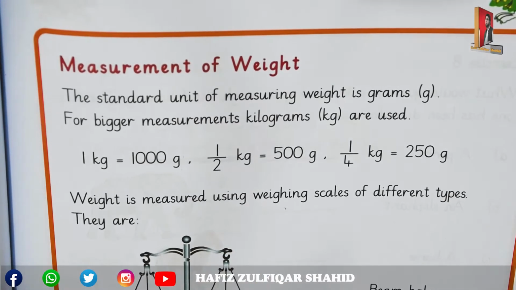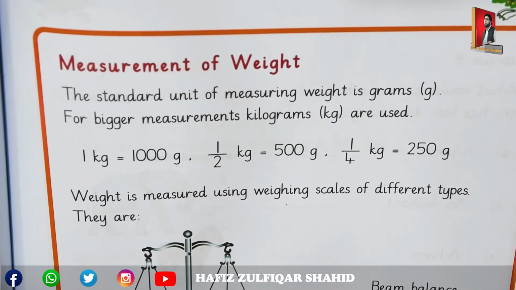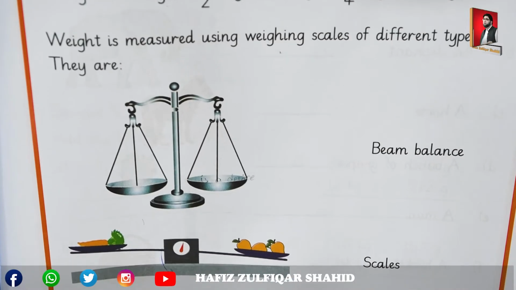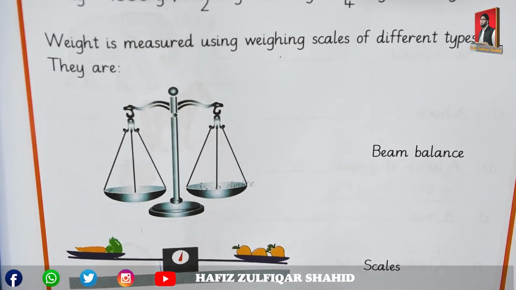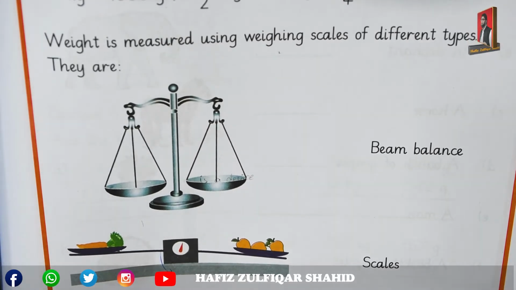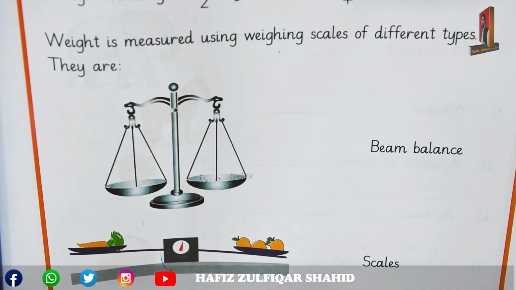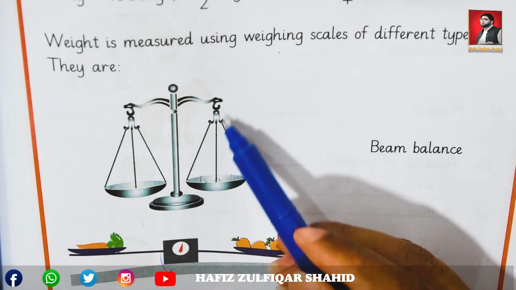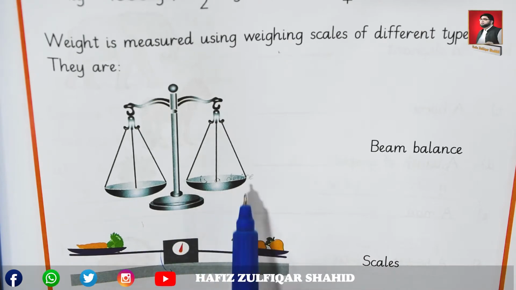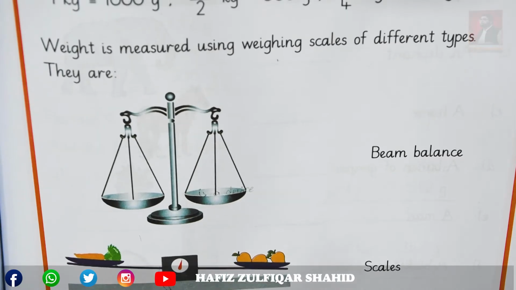Next, some scales are shown in your book. Weight is measured using weighing scales of different types, and there are 3 types of scales given in your book. The first one is the beam balance, consisting of a lever with 2 equal arms and a pan suspending from each arm. This device is used to balance 2 items, and it shows the difference of their weight.